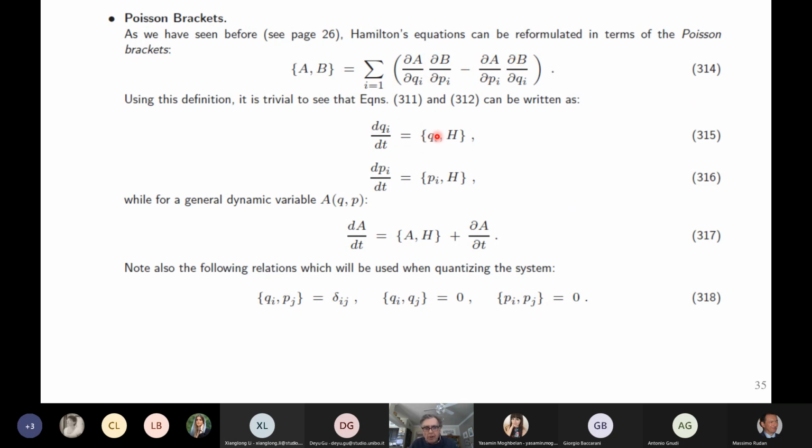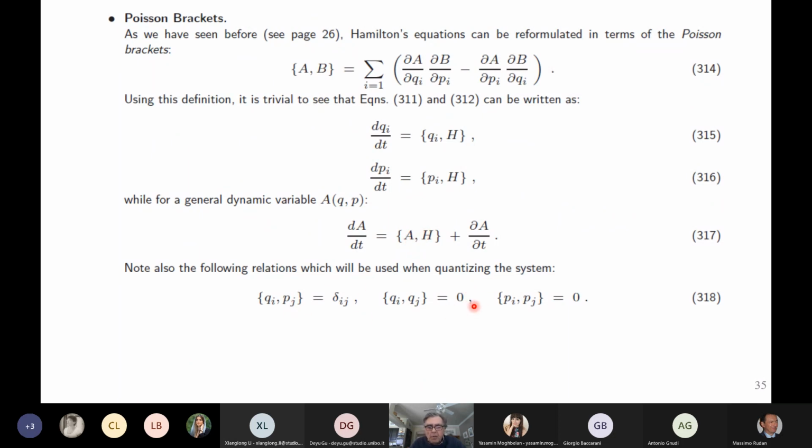And then I can write the Hamilton equation in terms of the Poisson brackets. This is interesting. We saw that following canonical quantization, this will give us the Heisenberg equation of motion by replacing the Poisson brackets with 1 over i h bar, the commutator, as they become operators.